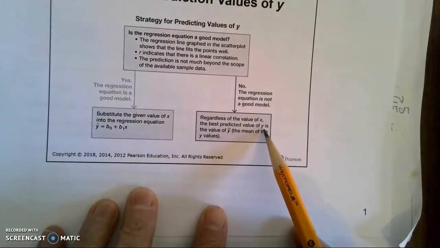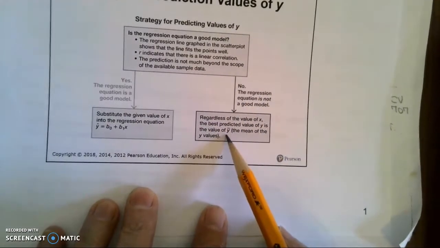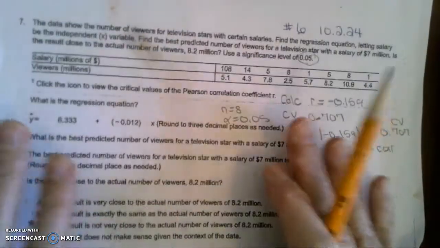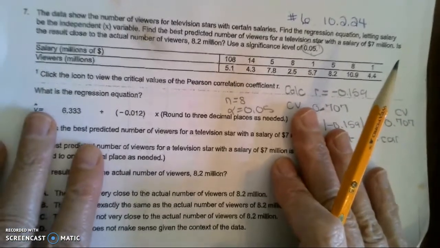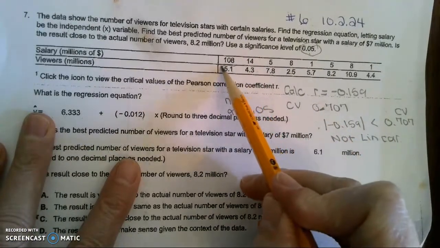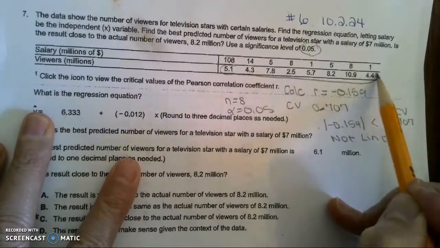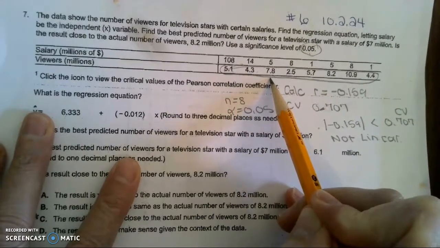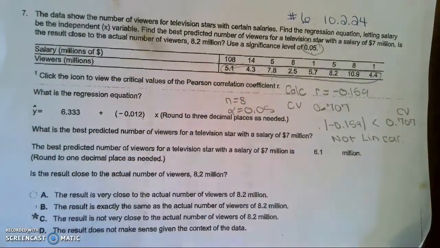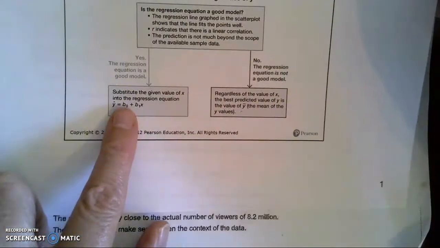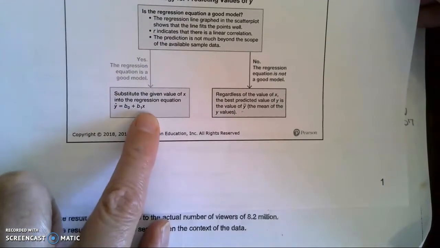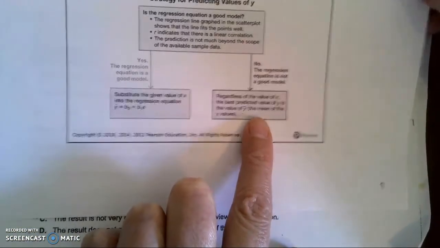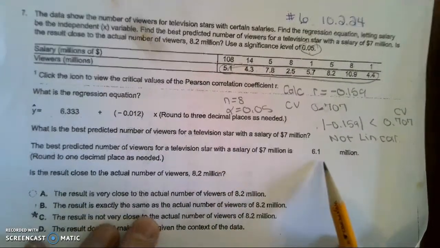In that case, the best predicted value of y is the average of the y's. So anytime you're trying to predict y, what you want to do is find the mean of these values. I'm going to show you how to do that with the calculator. If they are correlated, you go ahead and use the line. We did that in the other example. You plug in the value of x. If they're not correlated, you just find the average of the second variable. Okay, so how do we do that?